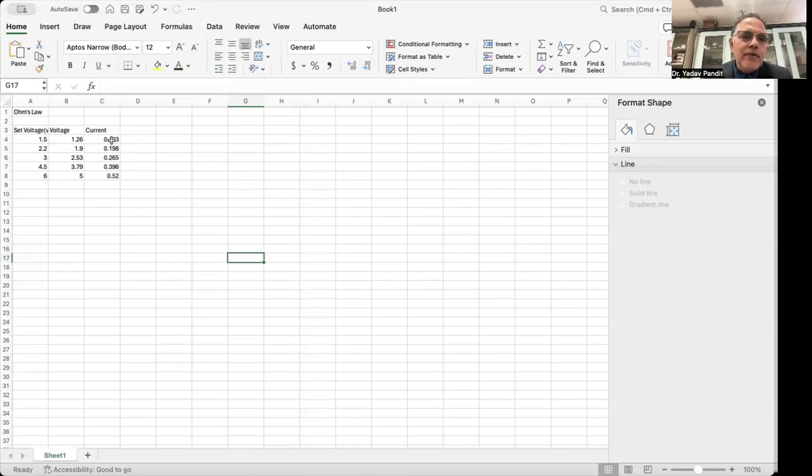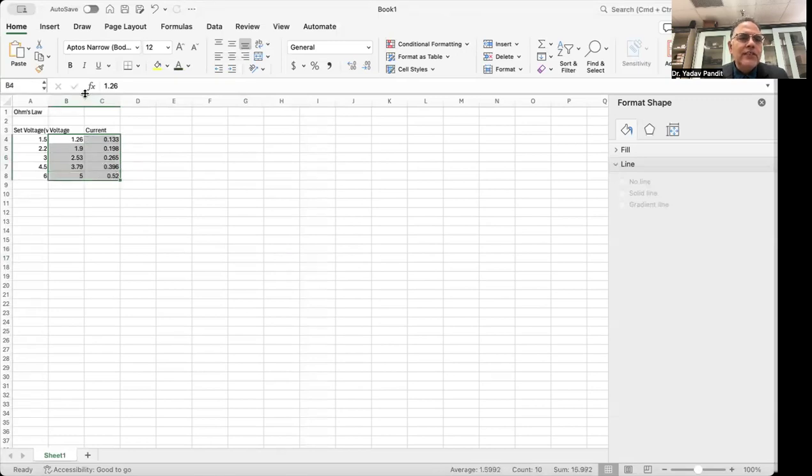And then the corresponding current we measured is 1.33, 1.968, 0.265, 0.396, and 0.52. This is the actual measured current in amperes here. So when we do this experiment, in order to make a graph between voltage and current, first you select these two columns, measured voltage and measured current.